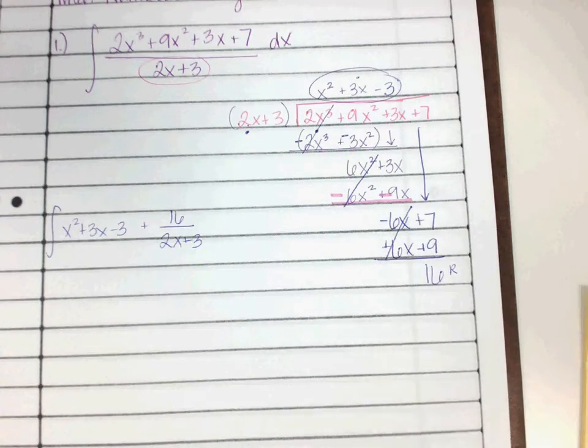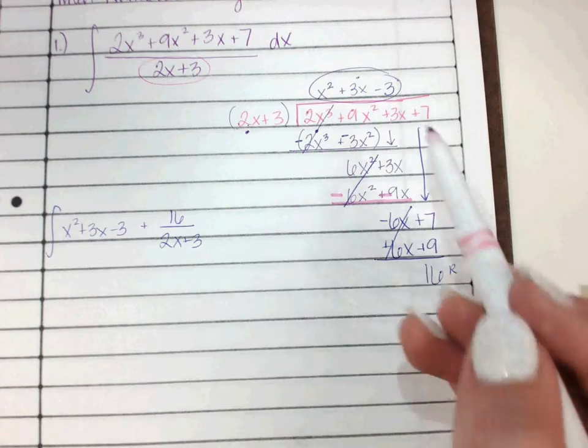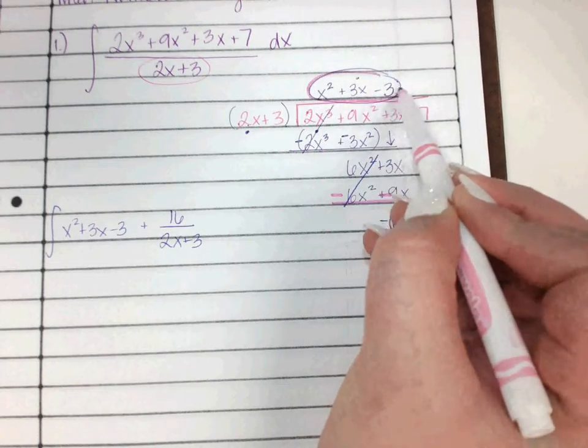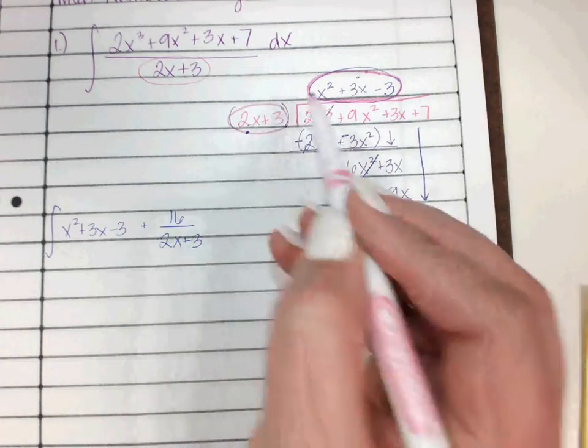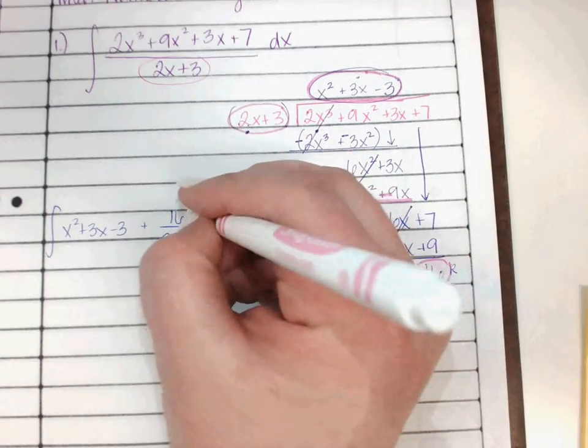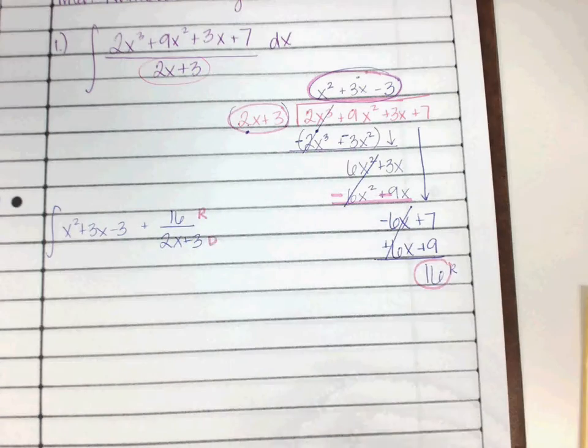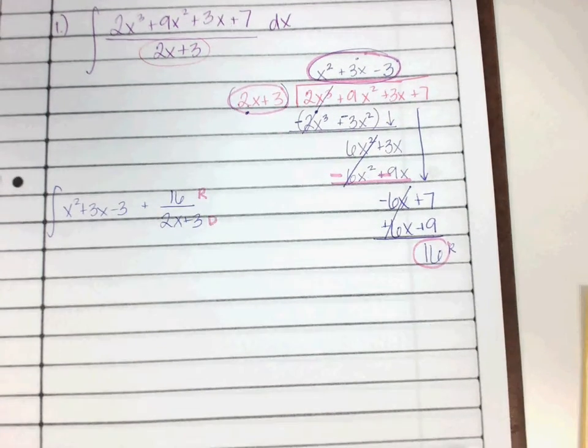Okay, so think about if you remember that. So this is my whole number answer, if you will. And then this is my remainder out of what I divided by. So this is the remainder over the divisor. I don't know if you remember those words. Okay, but the remainder is what's left over. The divisor is what you divided the other thing by. Okay? And then from there, I'm going to take that integral, and I'm going to separate it into two integrals.